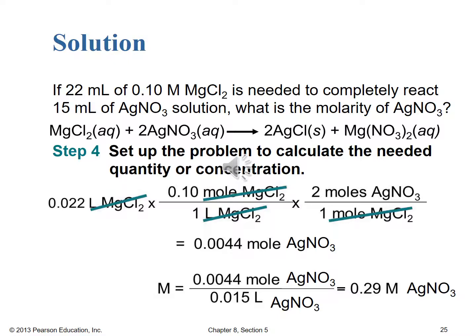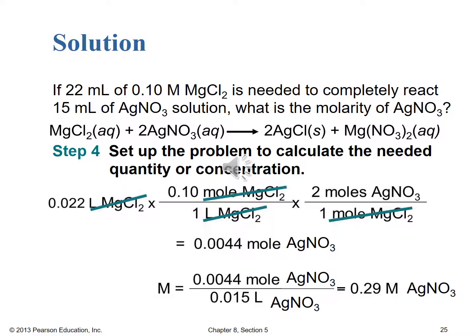To find the molarity of our silver nitrate, which is what the question was actually asking, we would take that 0.0044 moles of silver nitrate divided by the 0.015 liters of silver nitrate solution from the beginning of the problem, and we find that that gives a molarity of 0.29 molar silver nitrate.